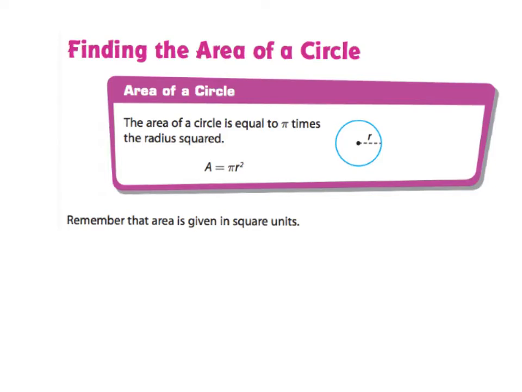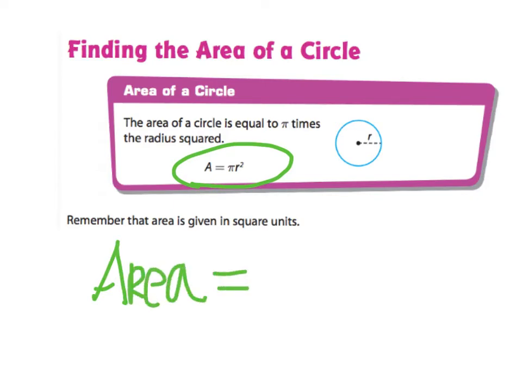When you want to find the area of a circle, there's a special equation that you're going to use. The equation is area equals pi r squared. Sometimes people get this exponent right here a little bit confused and they just do radius times 2. But that's not actually what it means.